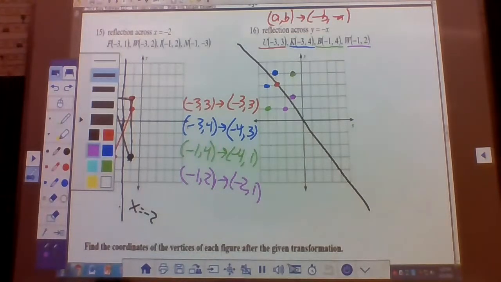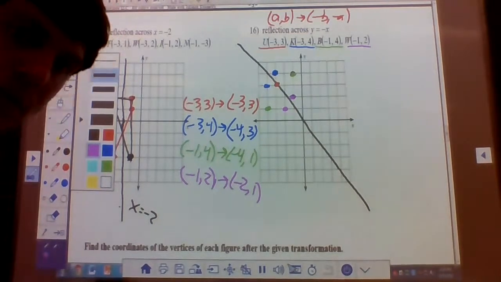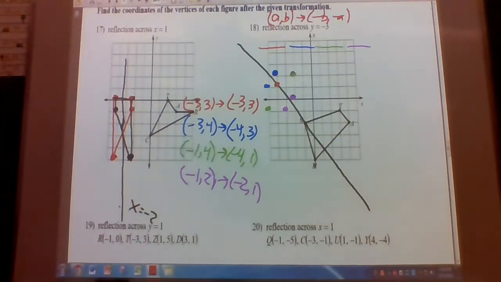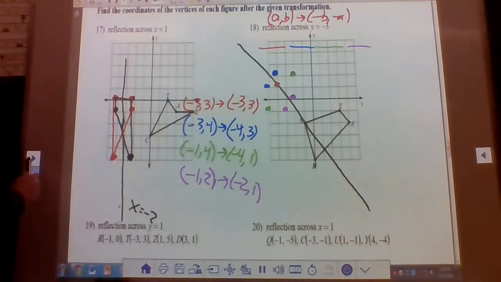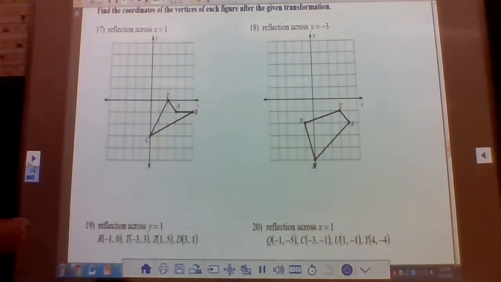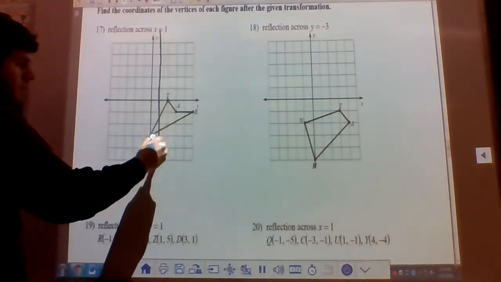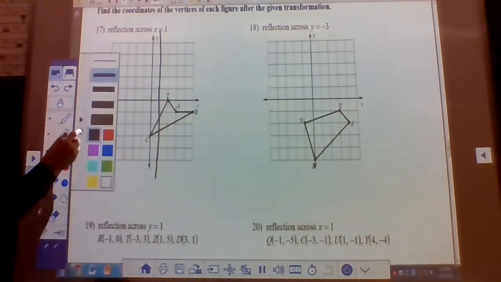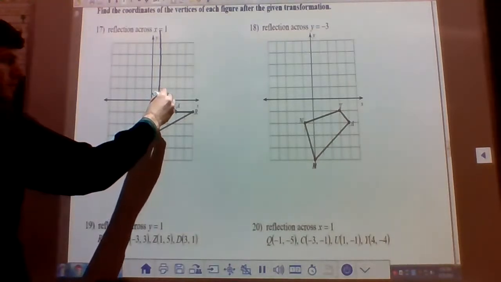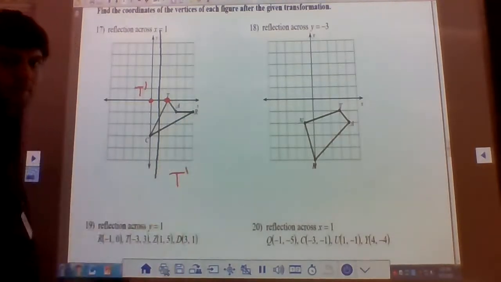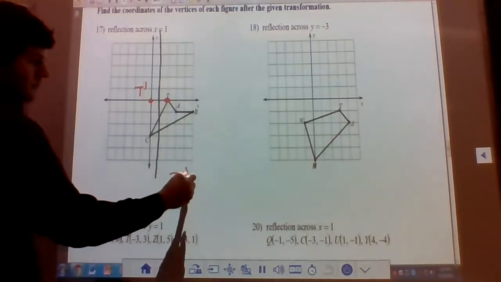Okay. 17. Find the coordinates. So all we need to do is find the coordinates, or it's asking us to find the coordinates. Okay, so we want to reflect across the line x equals 1. So here's x equals 1. So T is 1 to the right. So T prime is 1 to the left. So the coordinates for T prime are going to be (0, 0), right? That's the origin.